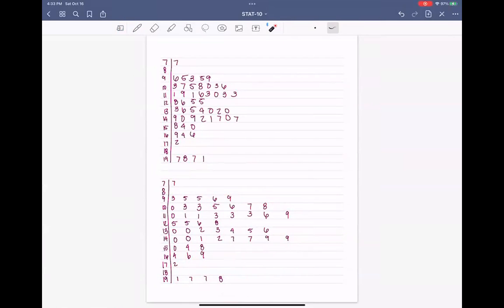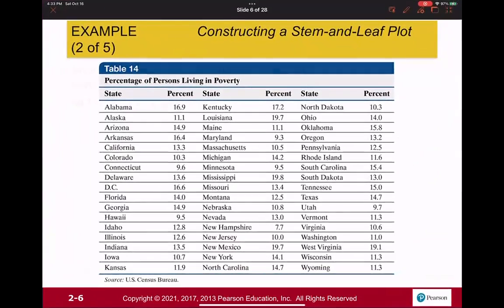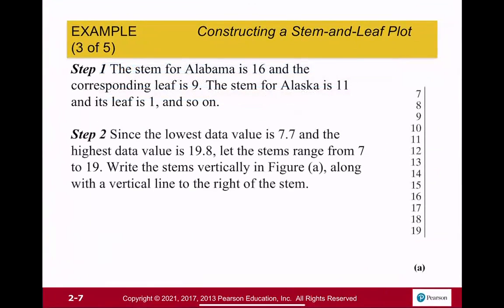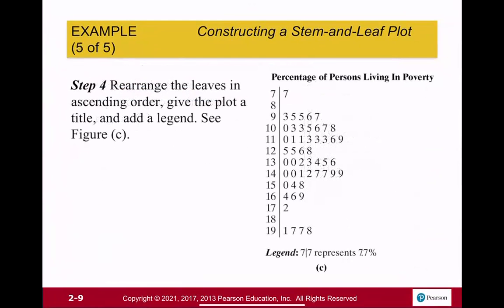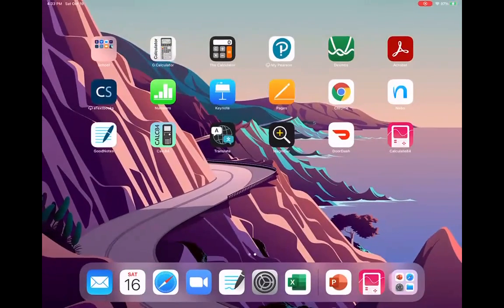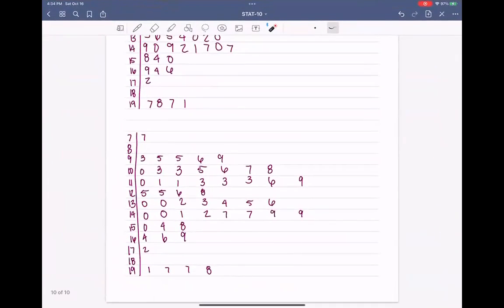All right, and that's how we draw our stem and leaf plot. So let's see if we missed anything. Ooh, we have to talk about a legend. So 7 represents 7.7%. So that's the only thing that we forgot to do here.